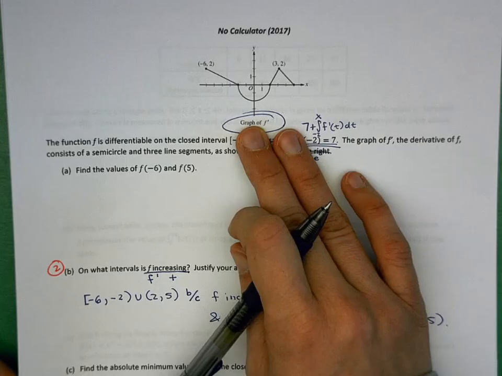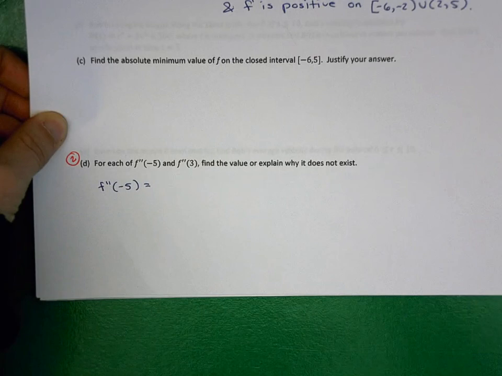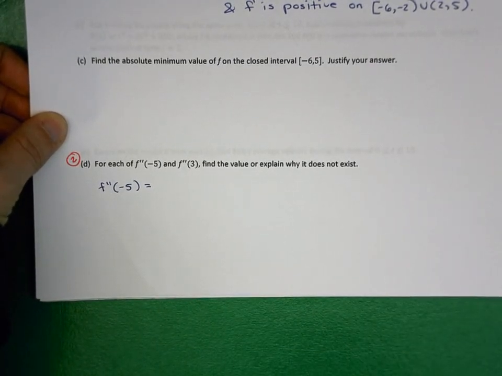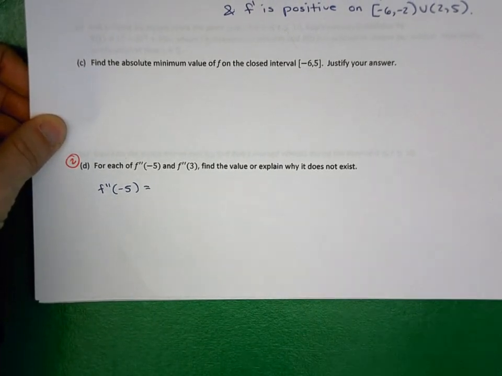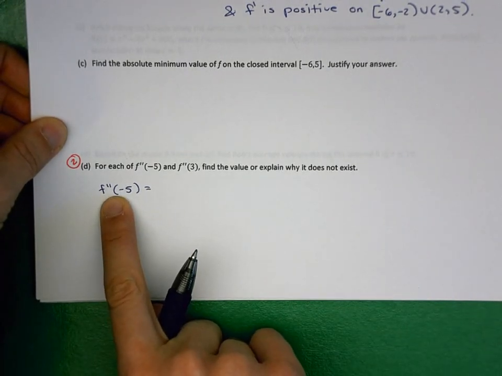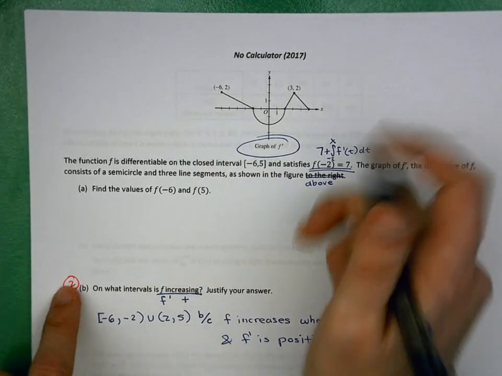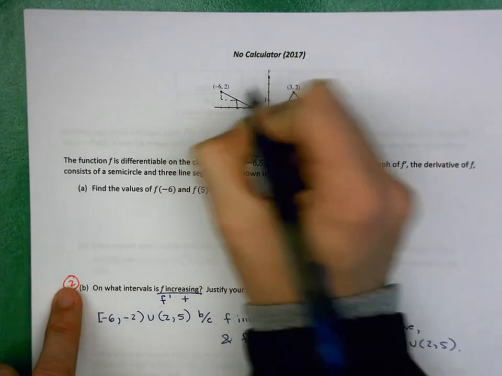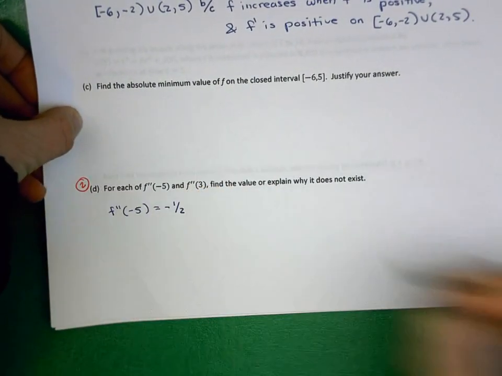Well, f double prime is the derivative of f prime. And we've written down several times now through our FRQ notes what a derivative is. So what is a derivative again? Derivative is slope. So f double prime, which is the derivative of f prime, is the slope of f prime. Well, f prime at -5 is this line here, and it has a slope of down 1 over 2, a slope of -1/2. And so that's 1 point.